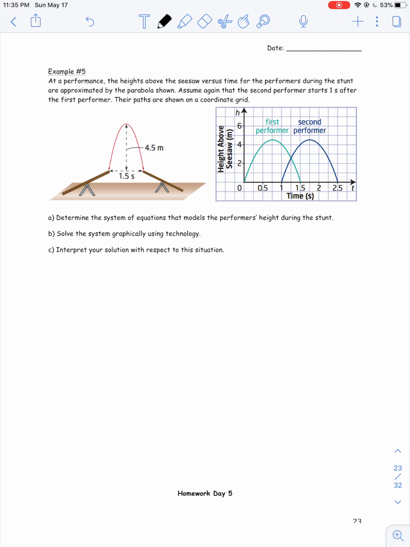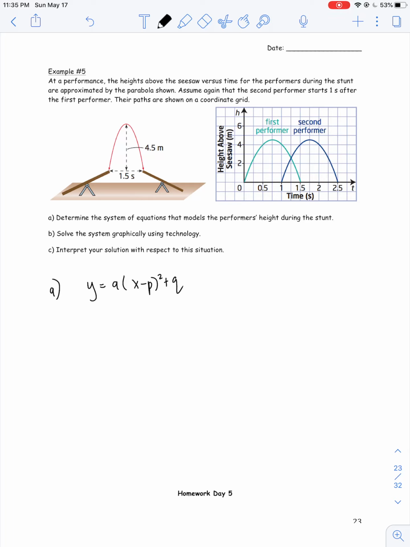Example number 5, they want us to create the system that represents this scenario. So we actually need to write the equations of these two using what we've learned in the quadratic unit. Whenever we write an equation, we always need to write it in the form y equals a(x minus p) squared plus q.